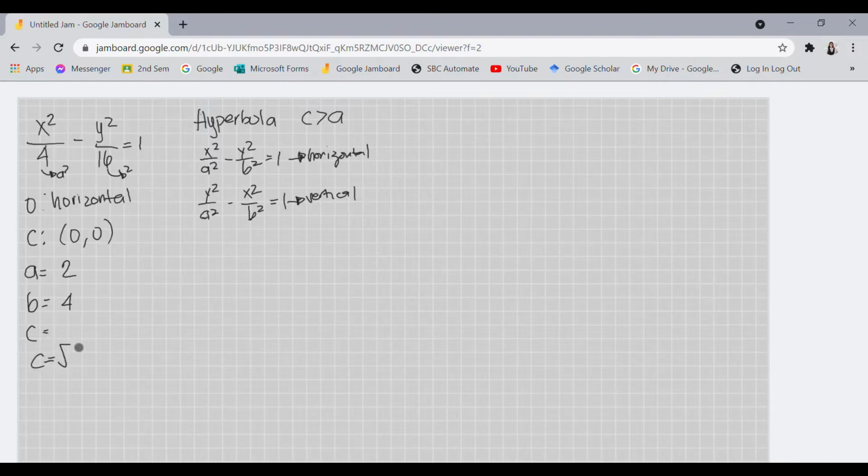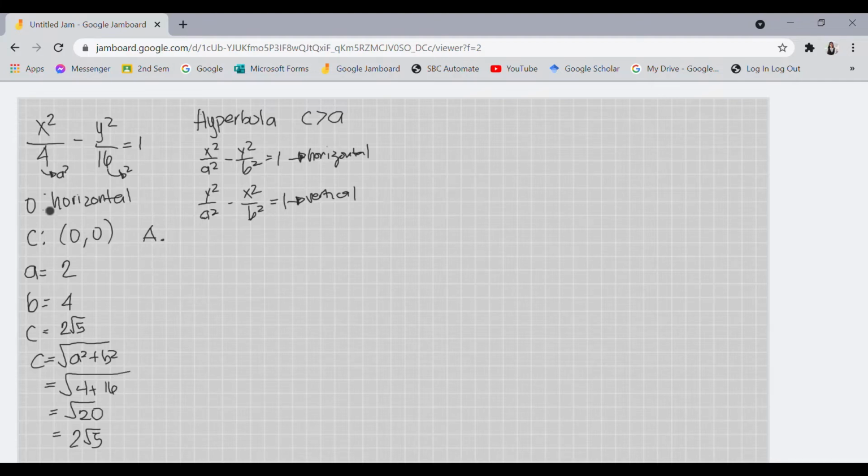And then for c, we just follow the formula. c is equal to the square root of a squared plus b squared. That gives us square root of 4 plus 16. Okay? So, we have square root of 20, or simply that is 2 square root of 5. So, we write here, c is equal to 2 square root of 5. Okay? And then after getting a, b, c, let us now identify the coordinates of your vertices.